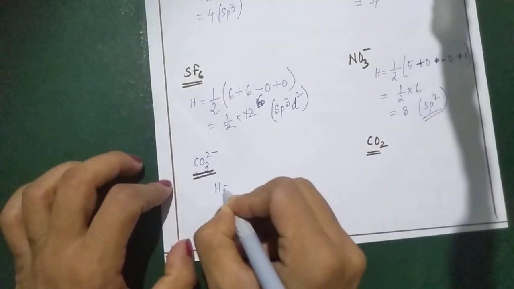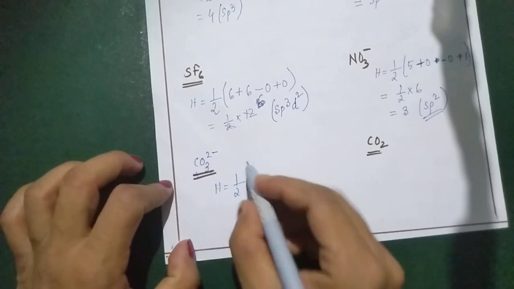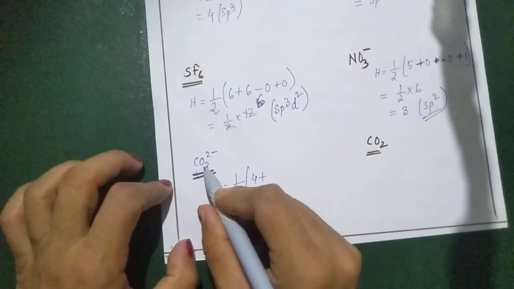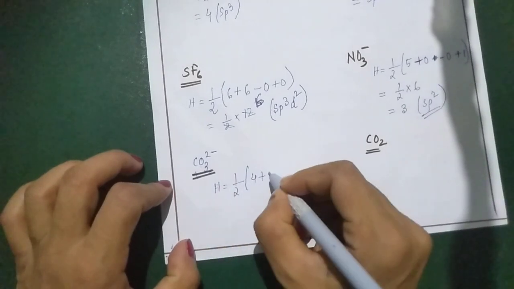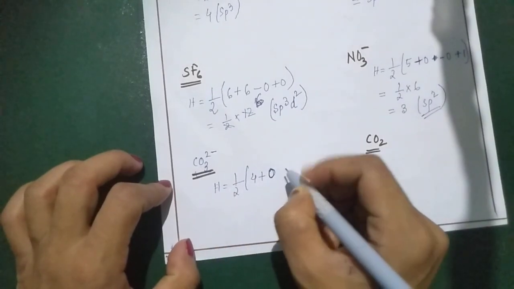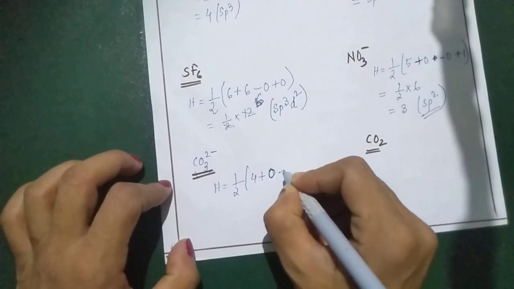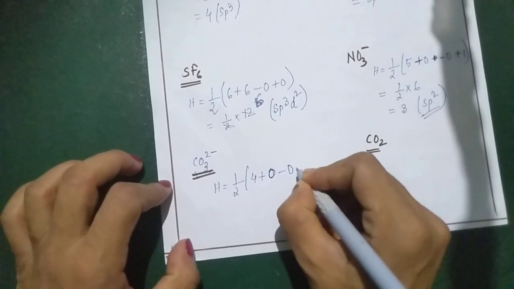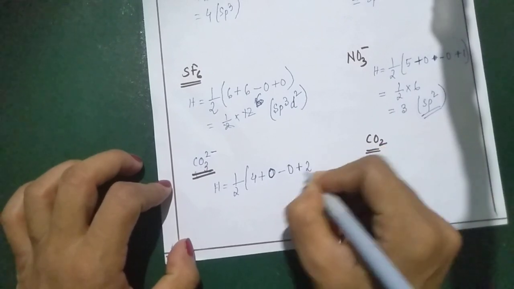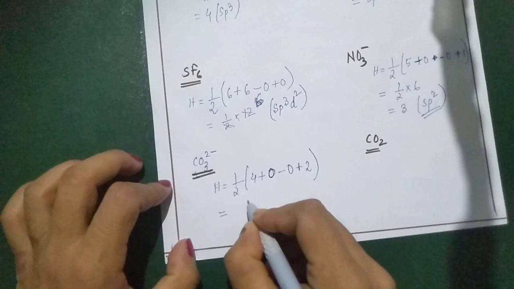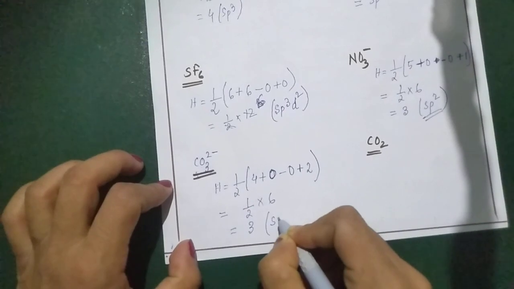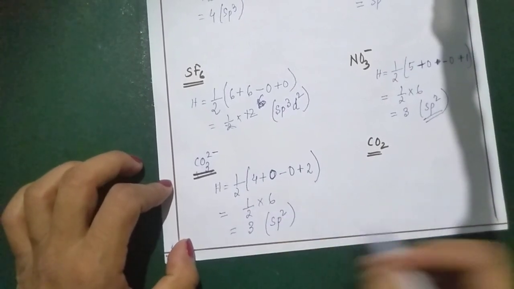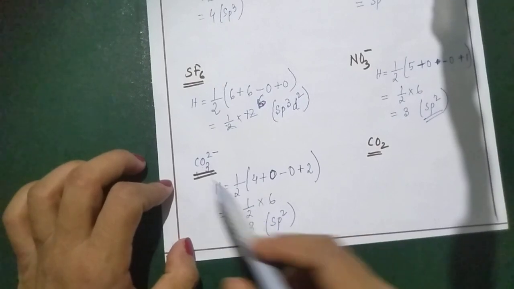Now let's go to the CO3 2 minus. H is equal to half. What is the valence electrons of carbon? It is 4. How many monovalent? Monovalent means single valency, one valency, but this oxygen is having 2 valency, so we don't have any monovalent, so we'll put 0. Is there any charge of the cation? No. So we will put 0. Is there any charge of the anion? Yes. How many charge? 2. So we'll put plus 2. So after that we find half into 6. So it is 3. 3 means how many orbitals? 3 orbitals, which is sp2 hybridization. So in this way we can find the hybridization of the central atom.